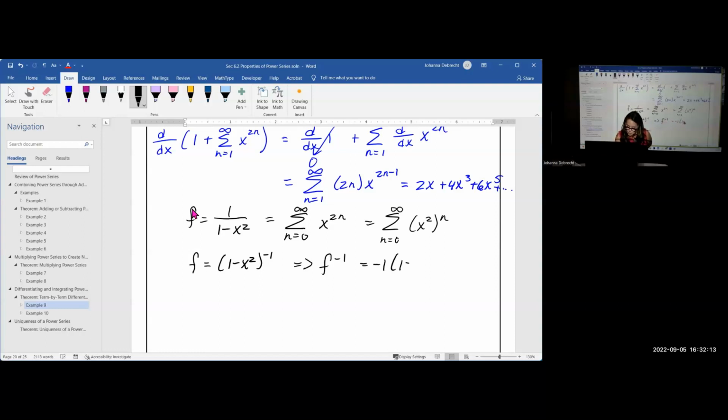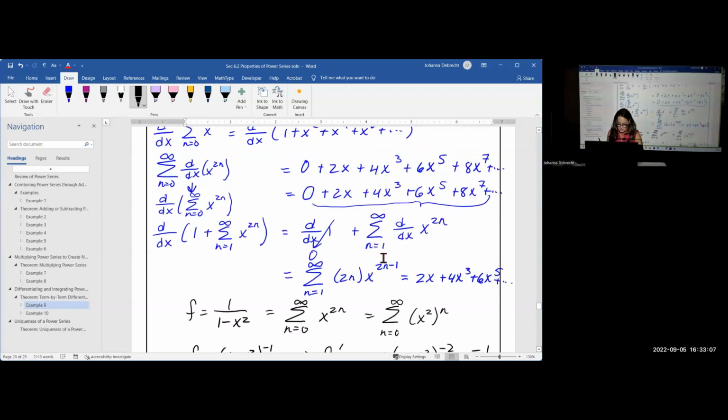This gives me -1 times (1 minus x squared) to the -2, which gives me -1 over (1 minus x squared) quantity squared. Okay, so this is the function that I have for the bottom. So what does this mean? Well, what this is telling me is that the original series, which was this one up here, which represented this function, I can differentiate it term by term, and I get f prime, which is equal to -1 over (1 minus x squared) quantity squared, and can be represented by that power series.